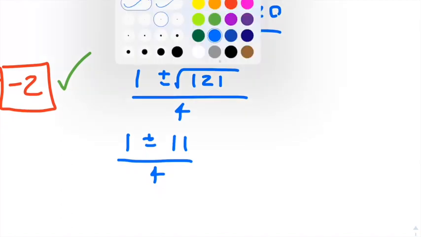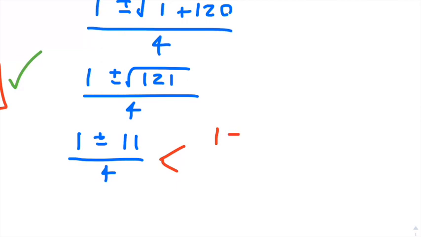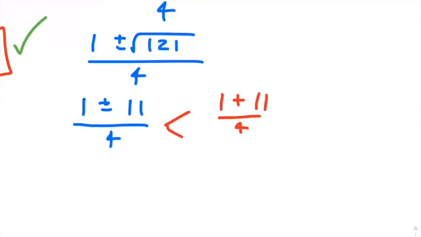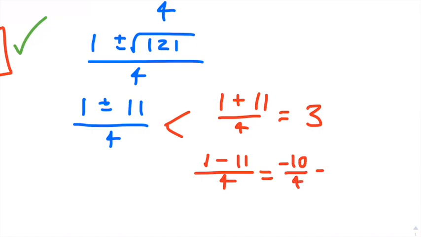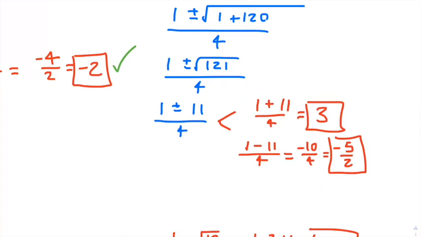And then, like the first problem that we did with the decimal, we're going to split this up into our two cases and say 1 plus 11 divided by 4 is one of the cases, and then 1 minus 11 divided by 4 will be the other case. So 1 plus 11 is going to be 12, and then 12 divided by 4 is going to be 3. And then 1 minus 11 will be negative 10. So negative 10 over 4 will reduce down to, I guess, negative 5 over 2. And those will be your two answers right there for that.